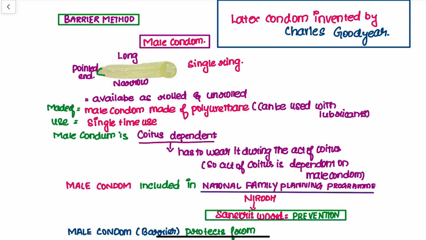Coming to the male condom, as you can see here, it consists of only one single ring. Let me just show you here. There is a single ring and it is ideally long. The length is much greater when compared to the female condom. The length of the male condom is more than the length of the female condom, and apart from that, the male condom consists of a single ring.